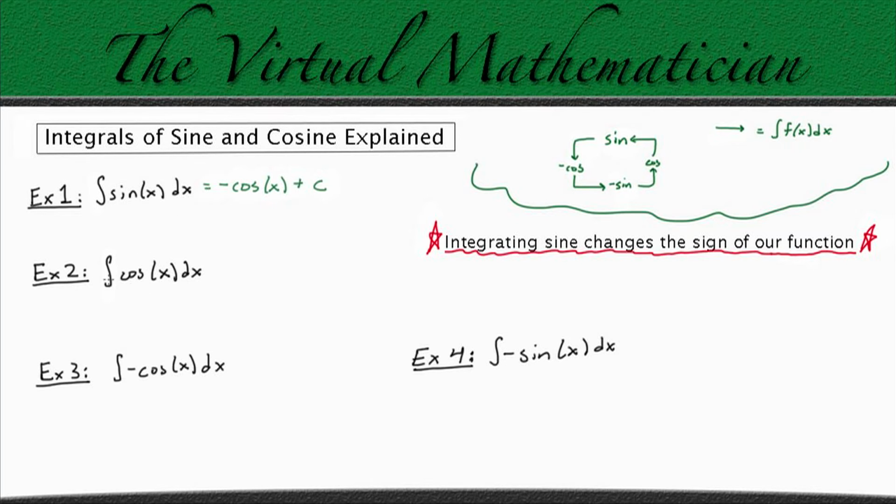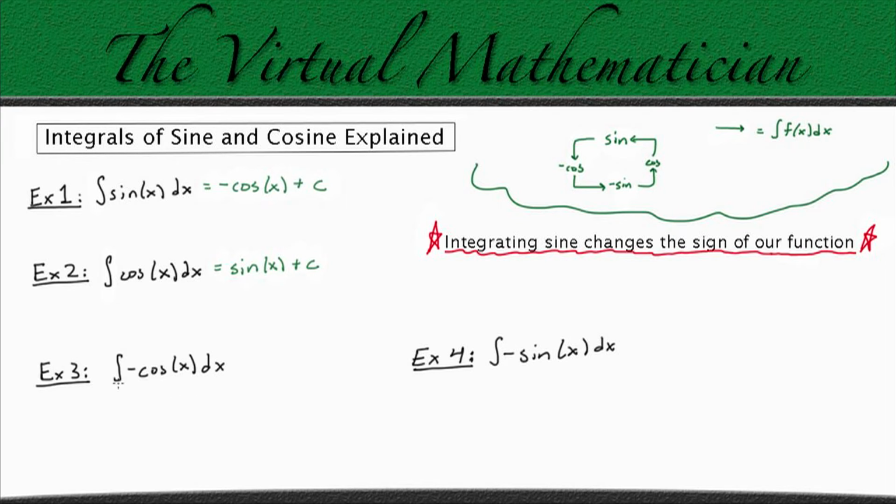Alright, now let's look at example 2. Example 2 says take the integral of cosine of x dx. So we know the integral of cosine is sine, and whenever we take the integral of cosine, nothing happens to the sign of our function. So this just simply becomes sine of x plus c.